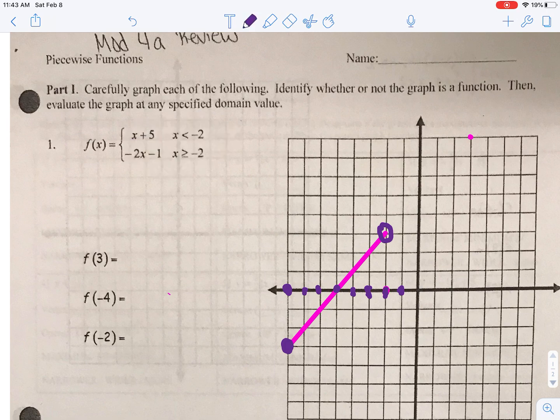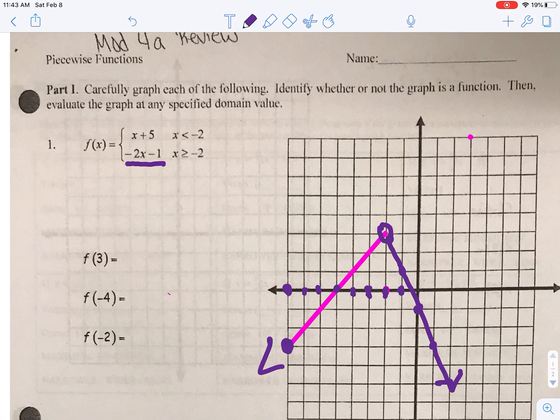Everything to the right of that is this. I know it has a y-intercept of -1 and a slope of -2. That's down 2 and 1 over, down 2 and 1 over. And there is that line. Again, -2 is a part of that purple line, but not a part of the pink line, and they both extend forever.